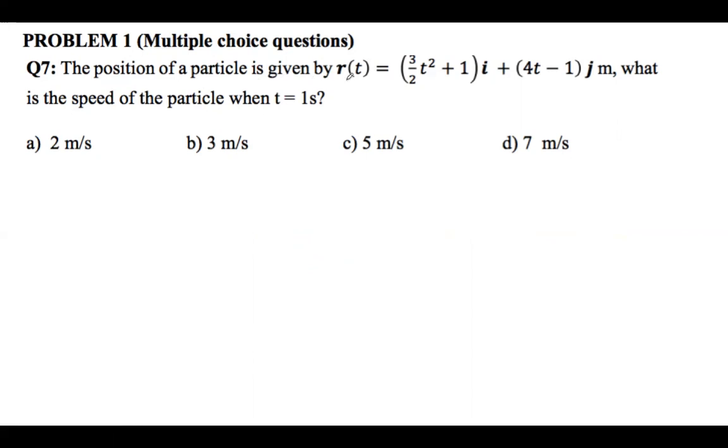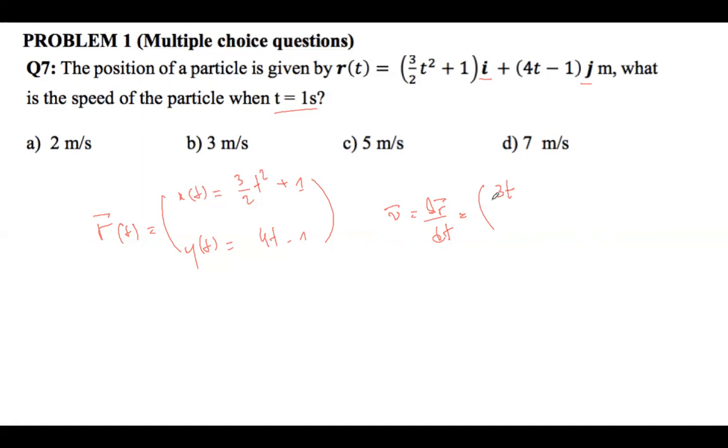I give you the position of the particle, given by this, along i hat in the x direction and along j hat in the y direction. Find the speed of the particle at t equal 1 second. So you know the position as a function of time: the x component is just 3/2 of t squared plus 1, and the y component of the position is just 4t minus 1. Let's find the velocity, which is the first derivative of position with respect to time. You know this from general physics. The derivative of this is 3t, and the derivative of this is 4.